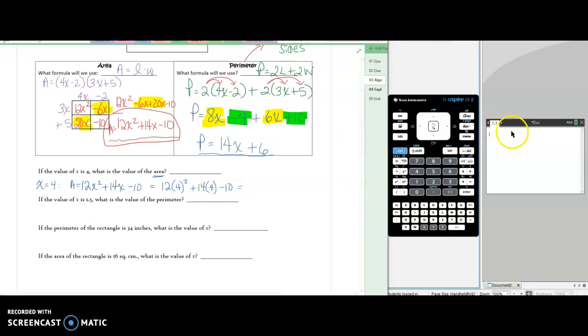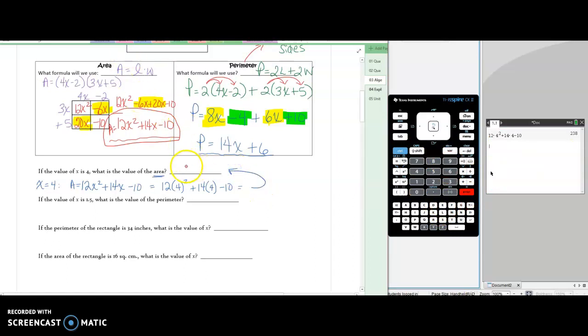Well, let's go over here to our calculator. So we're just going to have a calculator page open. Let's do 12. I'm going to write it just like this. Open parentheses. Put a 4 in there. Go outside the parentheses. Raise that to the second power. Plus 14 times 4 minus 10. All right, I'm going to hit enter. It's 238. Yeah, that's my answer.